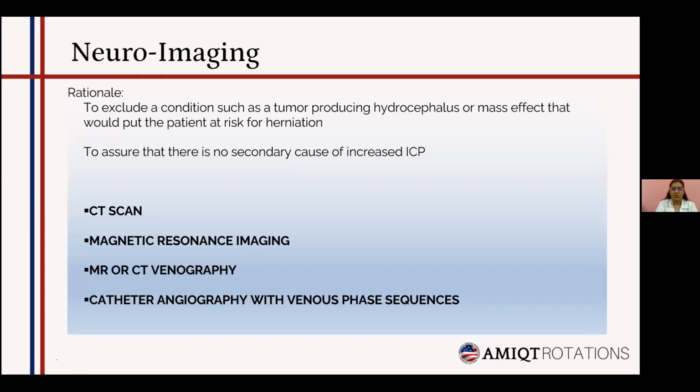So what is the rationale of using neuroimaging in these patients? It's mainly to exclude a condition such as a tumor that is producing hydrocephalus or a mass effect, and that would put the patient at risk of herniation if we do a lumbar puncture, and also to assure that there is no secondary cause of increased ICP.